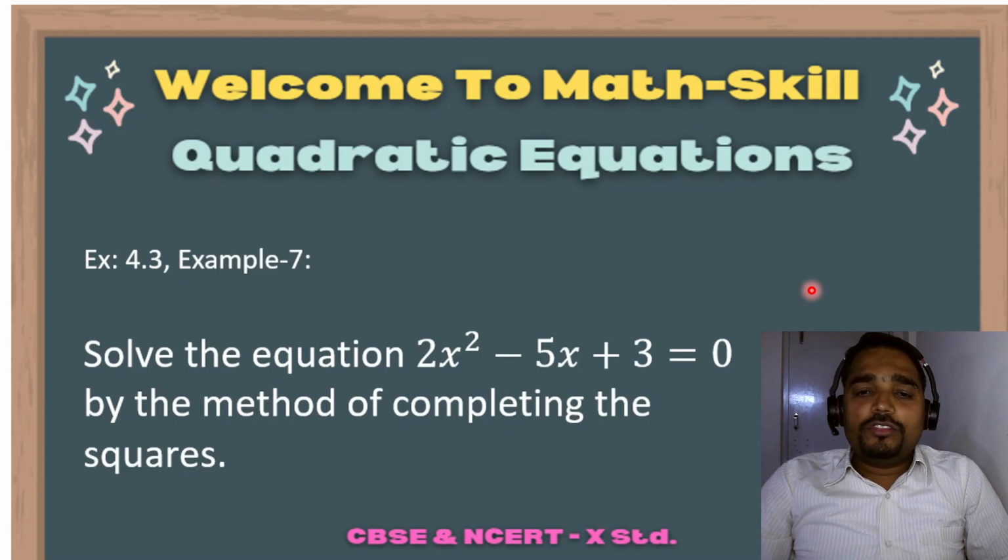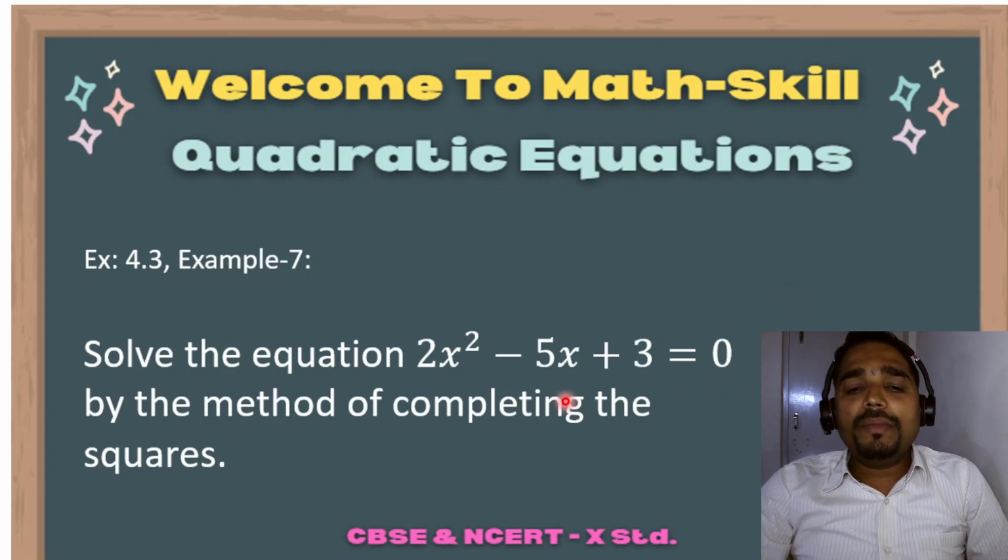Today we are going to discuss the chapter Quadratic Equations. The numerical is: solve the equation 2x square minus 5x plus 3 equals 0 by the method of completing the squares. This is part of the CBSE as well as NCERT syllabus for 10th standard.